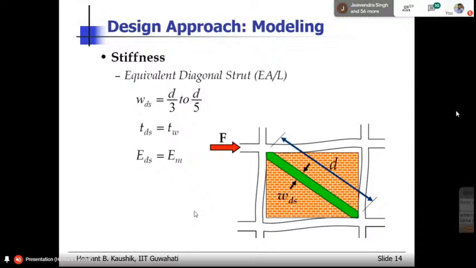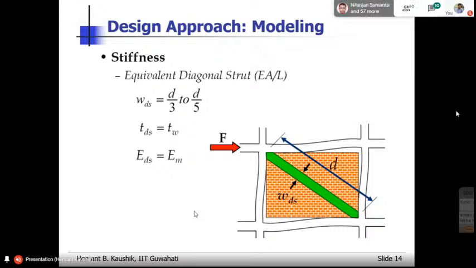We have to model the stiffness of the infill wall and the strength of the infill wall, and what is remaining? Only these two, because the mass we have already been considering. So the mass will always be there. Now how do we consider the strength and stiffness? Let us see how we model the stiffness first.